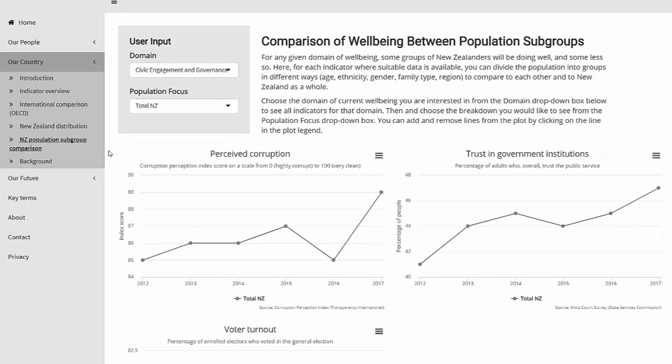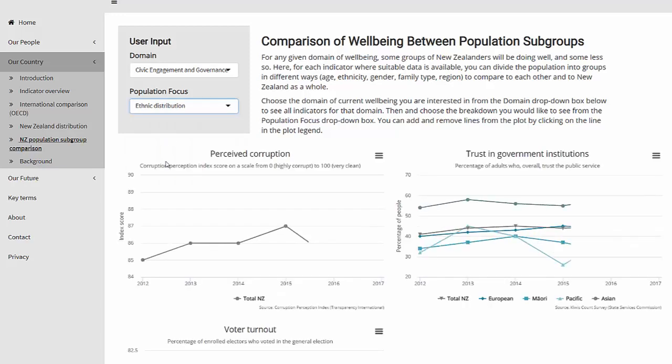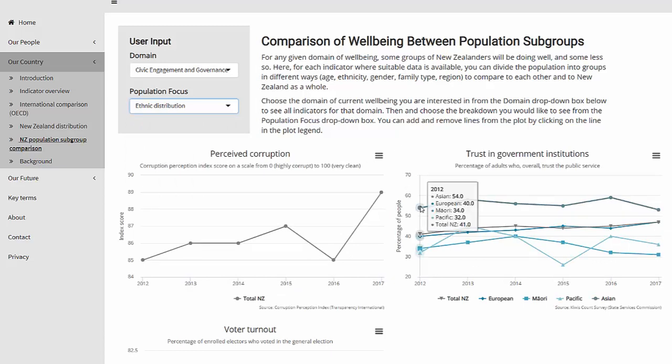Population subgroup comparisons can be extremely helpful in informing policy, as they allow us to pinpoint where our efforts can have the most impact. We might decide that a greater portion of our attention is best focused on those subgroups tracking below the average. You can choose your desired population focus from the drop-down menu. The options here include age, ethnic group, region, and sex distributions.